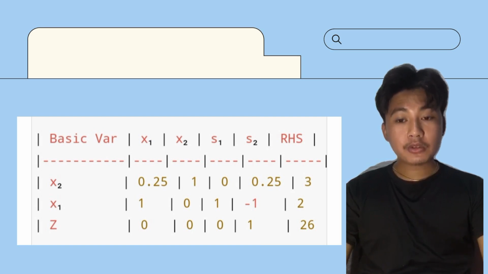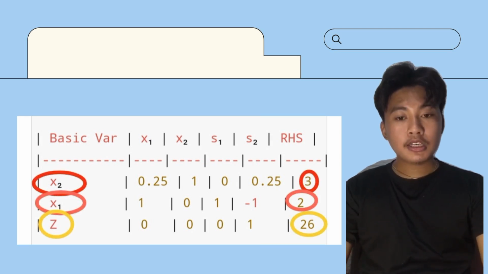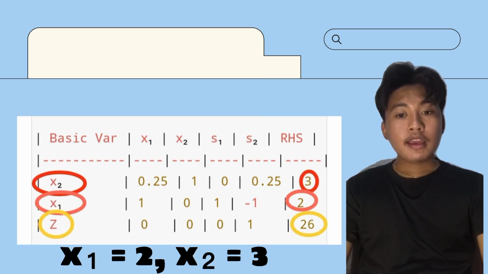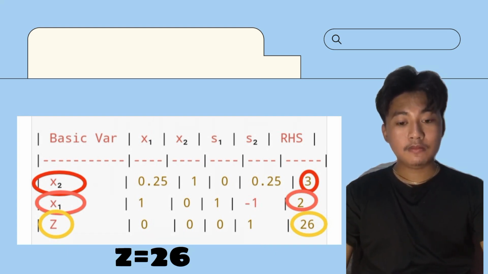If we perform row operations to create a new table after all iterations, we get this final table. We have basic variables x sub 2, s, and RHS. In row 1 we have x sub 2, 0.25, 1, 0, 0.25, and 3. And in row 2 we have x sub 1, 1, 0, 1, negative 1, and 2. And in z we have 0, 0, 0, 1, and 26. The optimal solution is x sub 1 equals 2, x sub 2 equals 3, and maximum z equals 26.